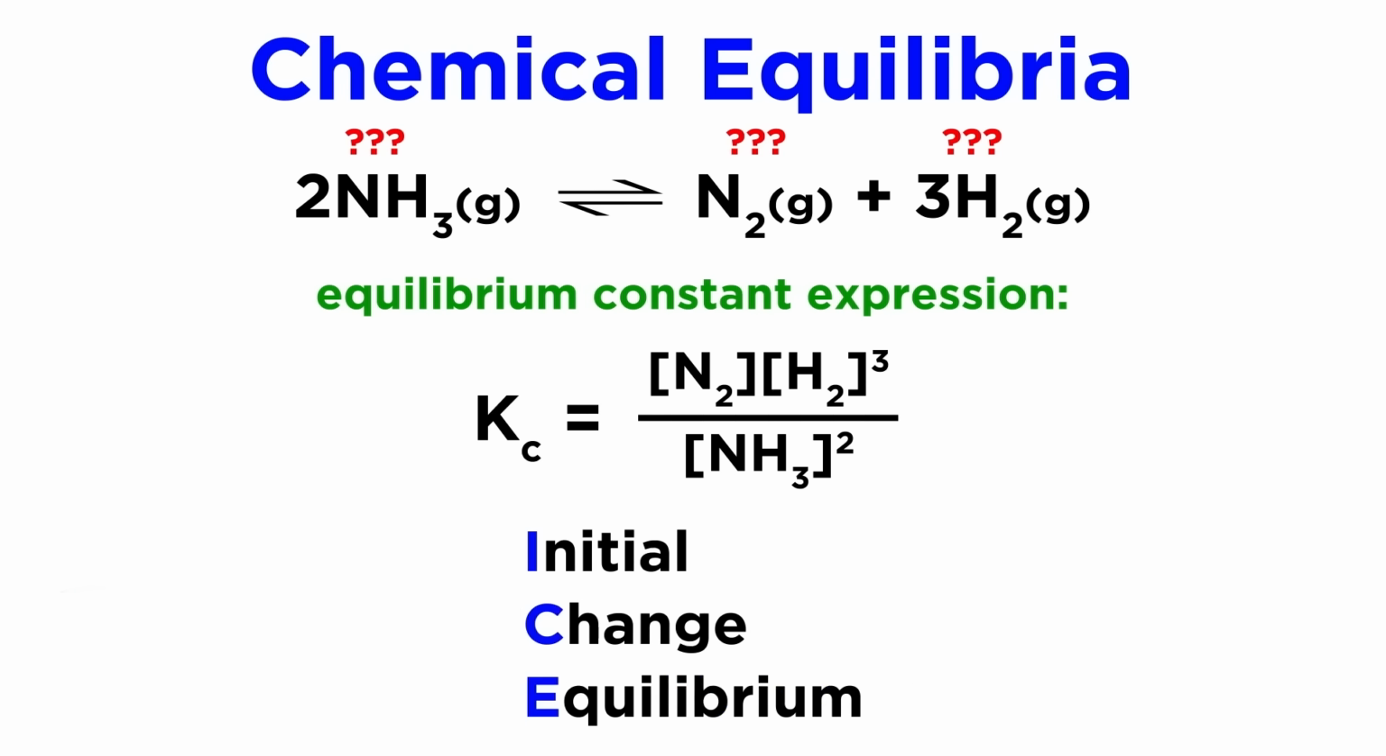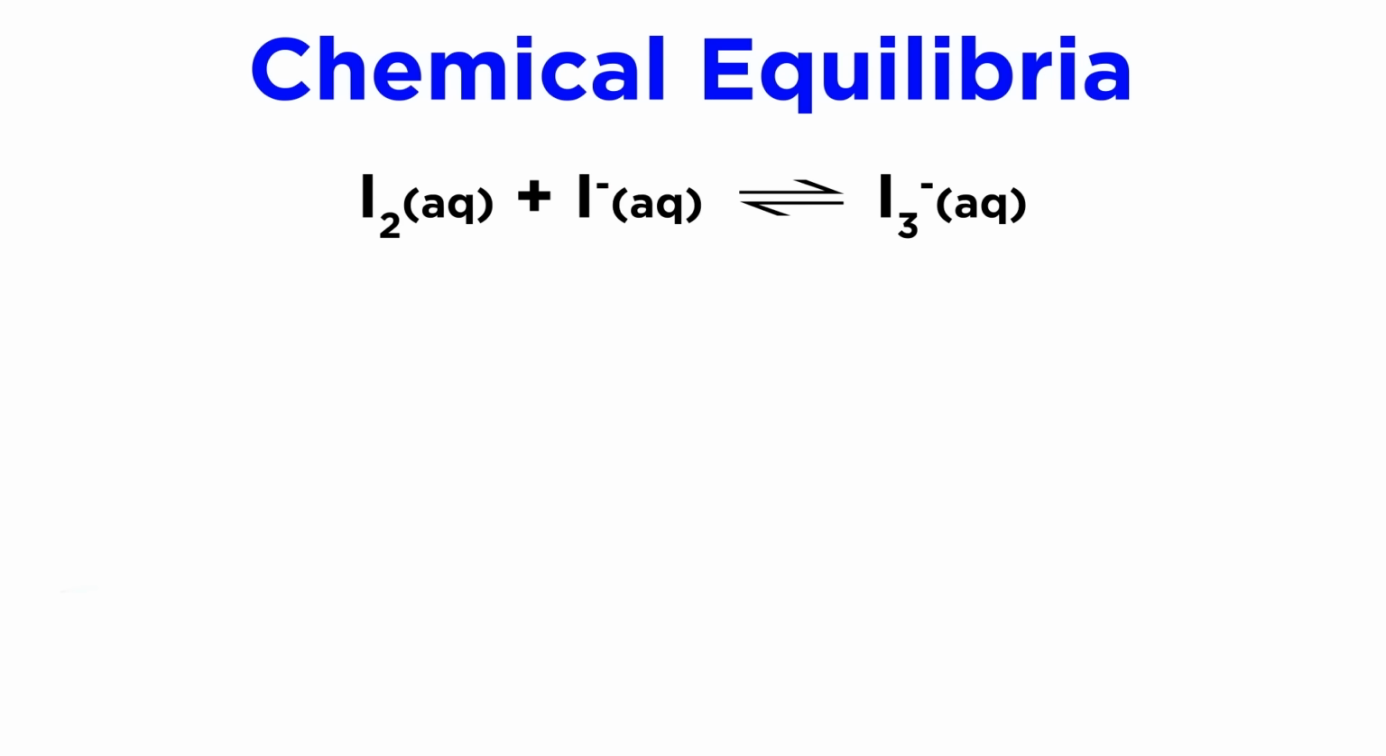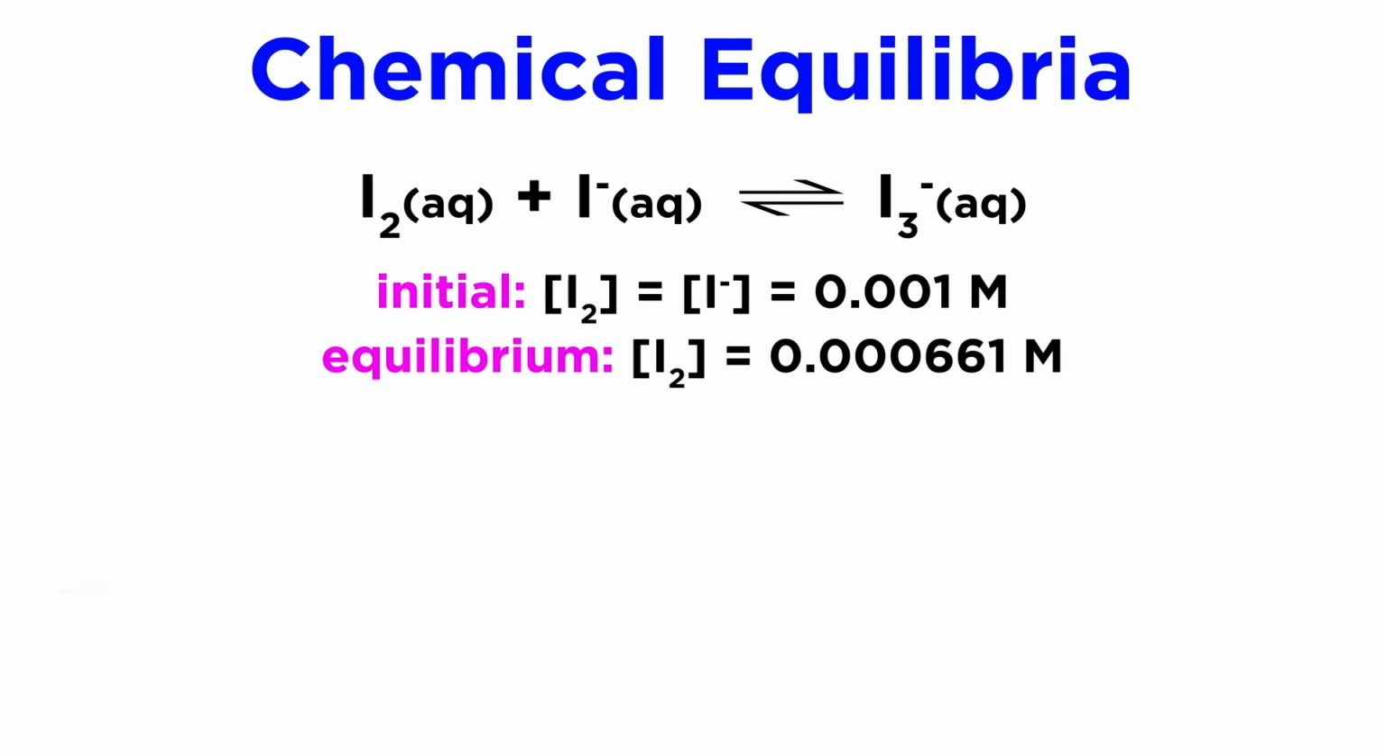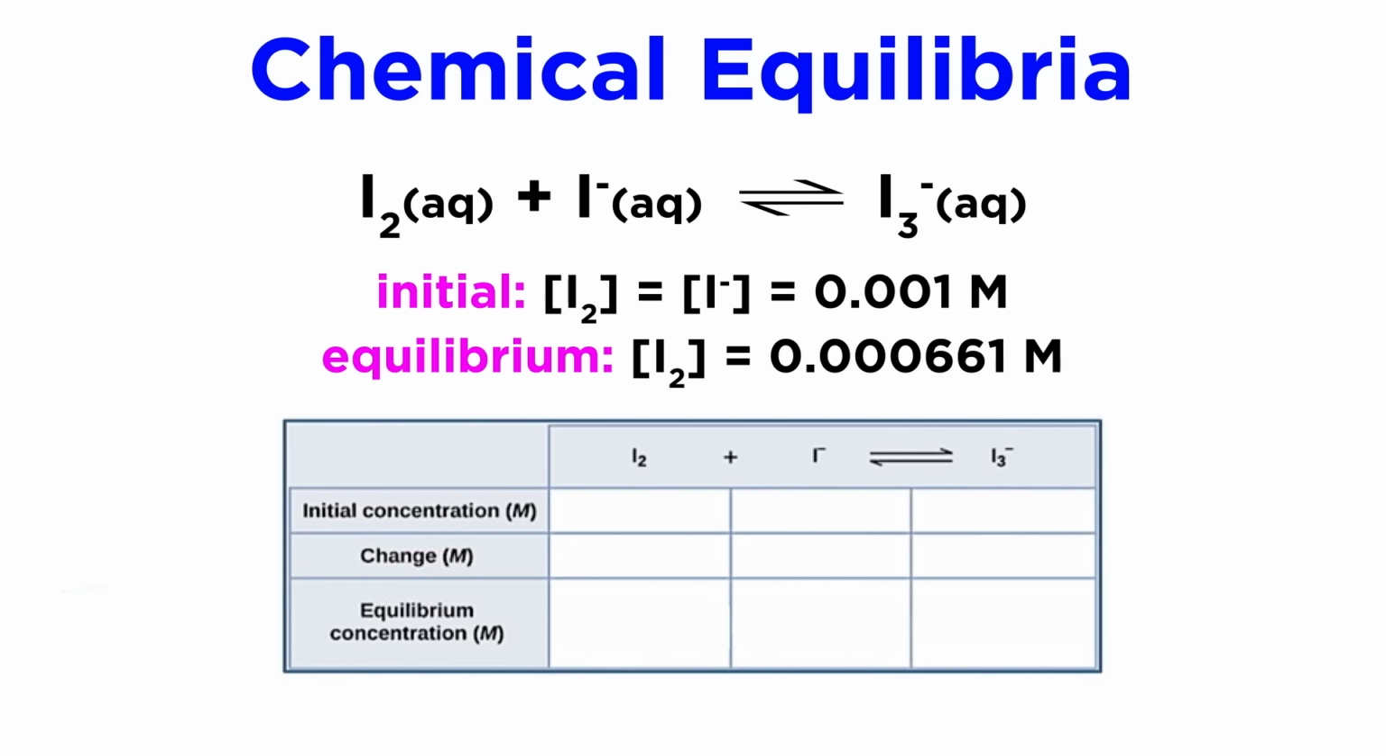For these, ICE stands for Initial, Change, and Equilibrium, which represents the initial concentration of each substance, the change in concentration, and the equilibrium concentration. Let's see how we can construct an ICE box for the following equilibrium if we are given these initial concentrations. First, let's construct the ICE box with rows for initial, change, and equilibrium. Then we can plug our initial concentrations into the first row here. The reactants were given, and there isn't any product at first, so that will be 0.